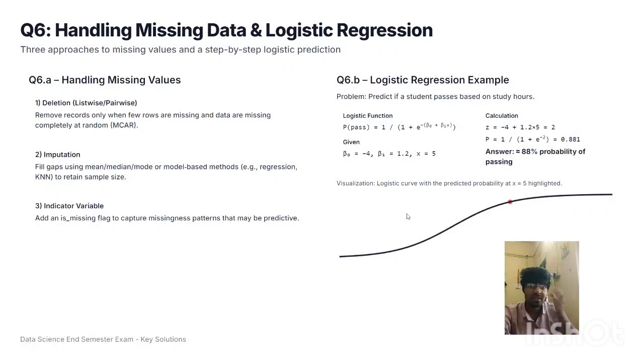Now go to question number 6, covering missing values and logistic regression. Question 6, part A: three approaches to handle missing values. The first is deletion. Simply remove the row or column with the missing value. It is simple, but you lose information, so use it when the missing data is minimal.